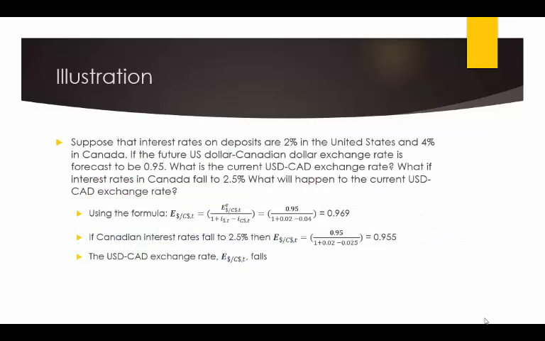Let us now walk through a numerical example. Suppose that interest rates on deposits in the United States and Canada are 2% and 4% respectively. If the future US dollar-Canadian dollar exchange rate is expected to be 0.95, what is the current US dollar-Canadian exchange rate? Further, what will happen to this spot rate if Canadian interest rates fell to 2.5%?